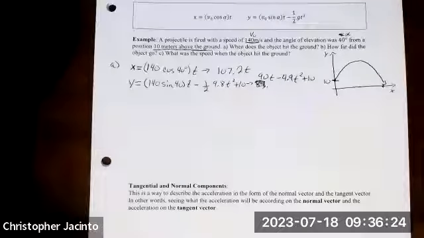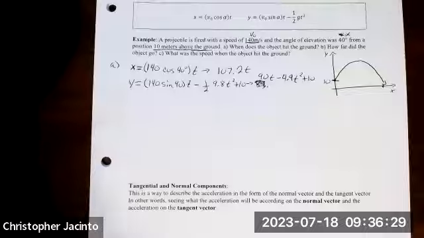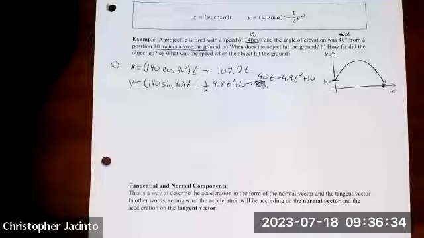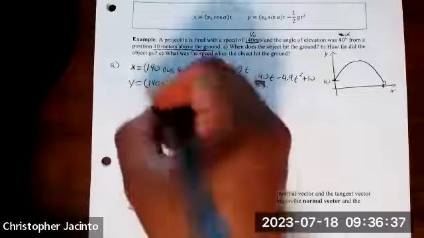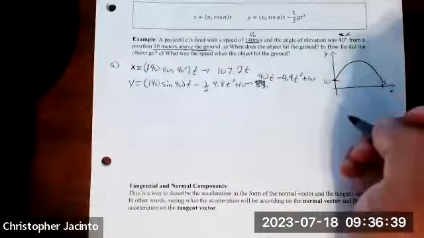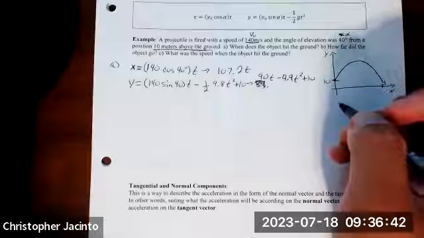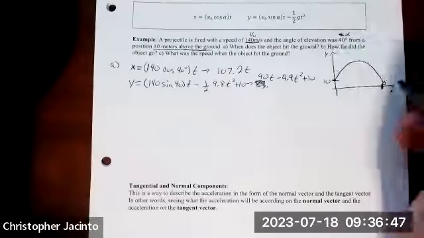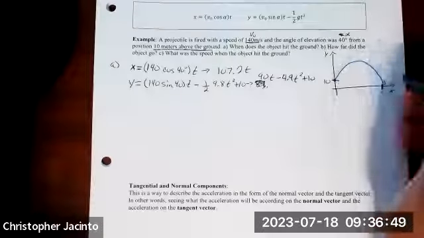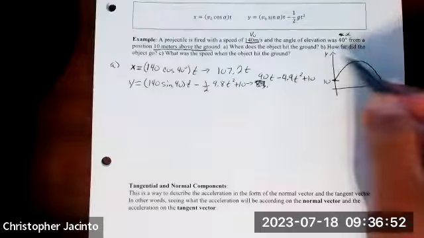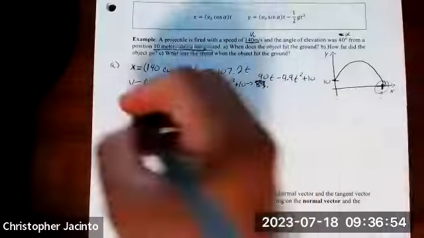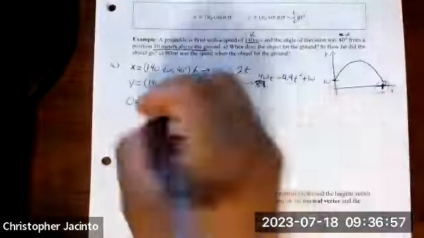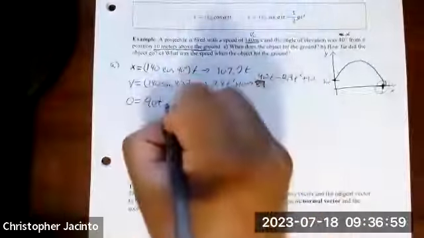So now we still haven't answered the question. The question says, when does the object hit the ground? So that means we've got to solve for t. So x is going to be some distance. I don't know what that distance is, which is part B. But I do know that when it hits the ground, my y value is actually 0. So I'll just set 0 equal to y, and that means I'm going to have to solve for t now.